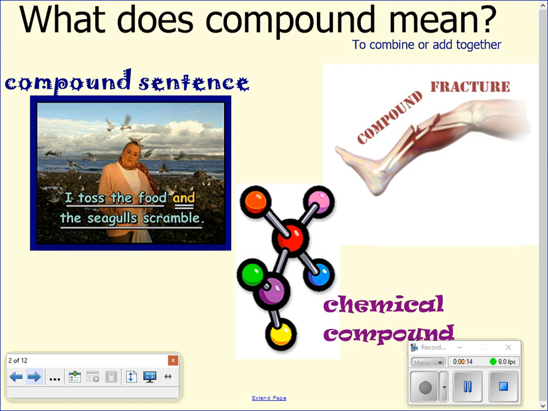This word compound, what does it mean? It means to combine or add together, or to consider two things together. So we can look at things like compound sentences that take two thoughts and combine them together, such as "I tossed the food and the seagull scramble." We can look at compound fractures in medicine, where we have the same bone being broken in two different spots. We're considering those two fractures together. We can look at compounds in science, where we're considering two different chemicals together.